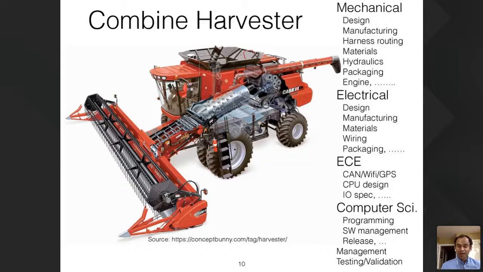Packaging, you need to compactly package everything, because after the harvest is done, it still needs to travel on the road, so you cannot have a huge machine. Everything has to be compact, however wide the road is and bridges are, you have to fall into that package so that it can go on the road.